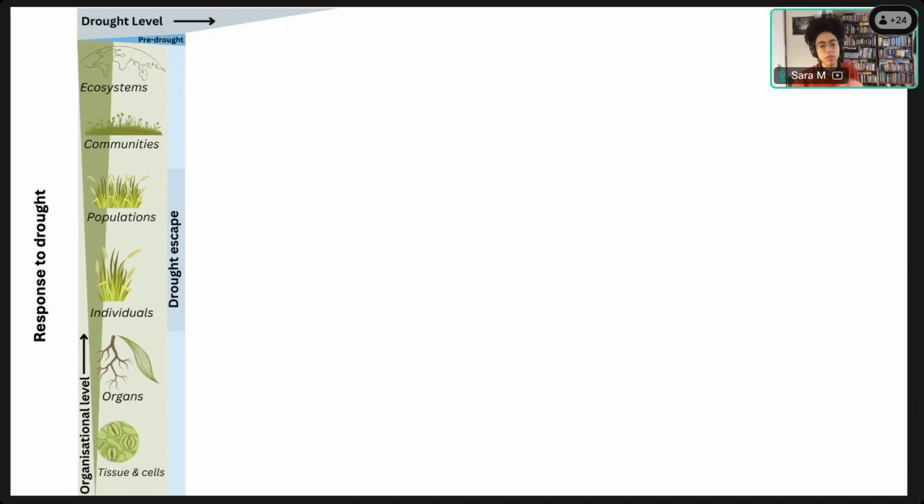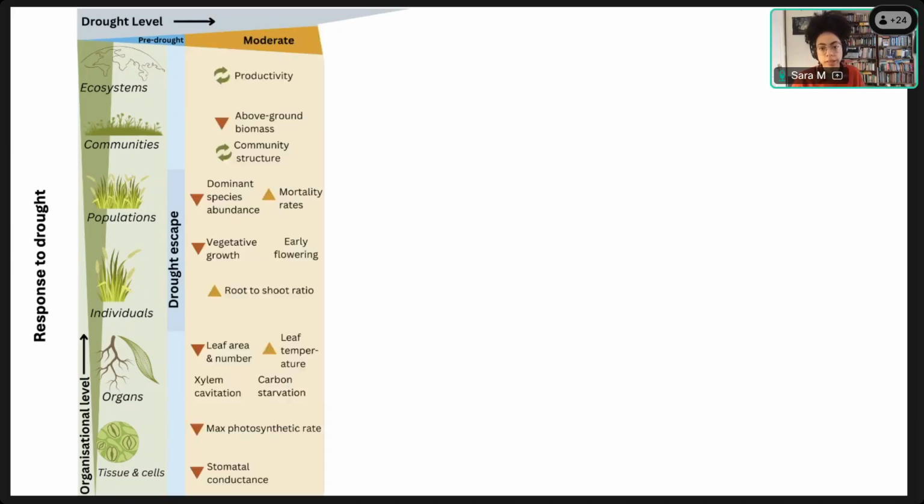there are some, typically annual plants, that have a fast life cycle that escape drought, so they do all their living and growing and reproducing before a drought hits. But if there's a moderate drought, then you have these responses at different levels.